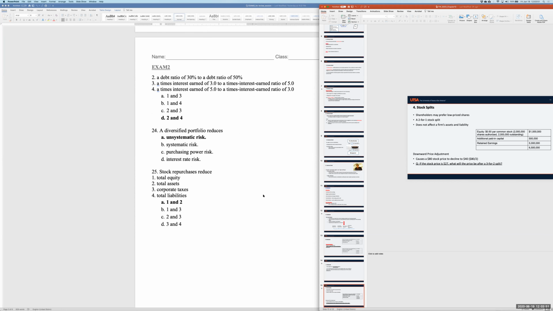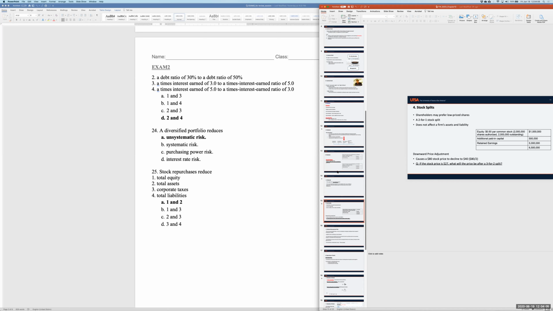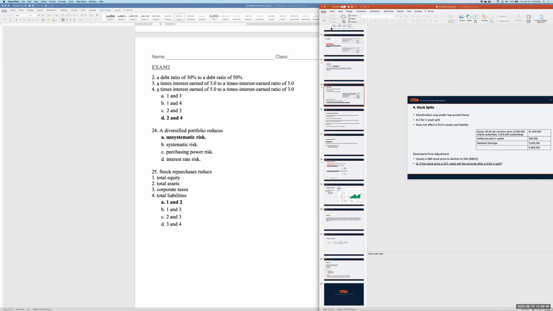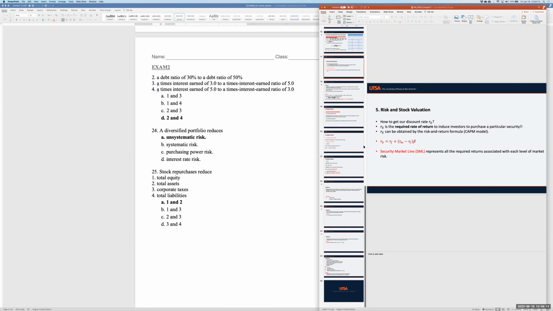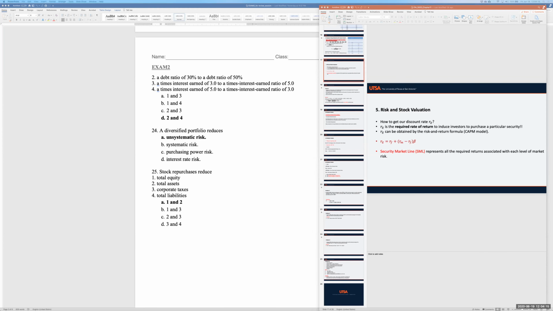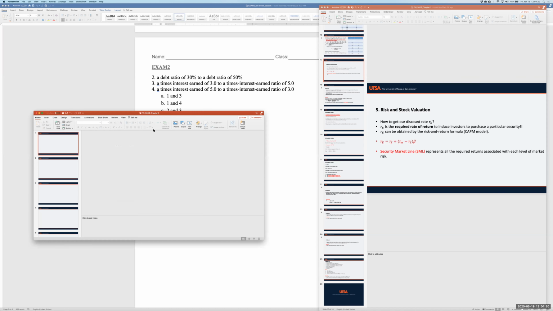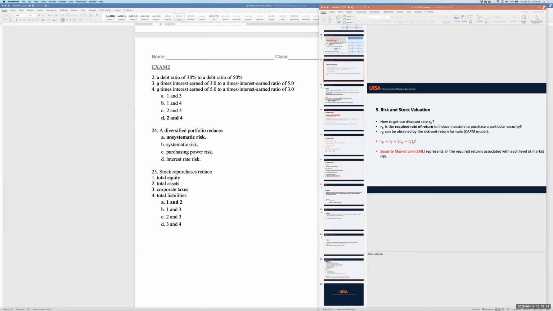24. We have 2 questions to complete. Question 24. A diversified portfolio reduces unsystematic risk, systematic risk, purchasing power risk, interest rate risk. I want to show you the figure that I showed you before, if I can find it, regarding the risk, right? Because once I saw this, I remembered that figure. The answer is unsystematic risk, right?